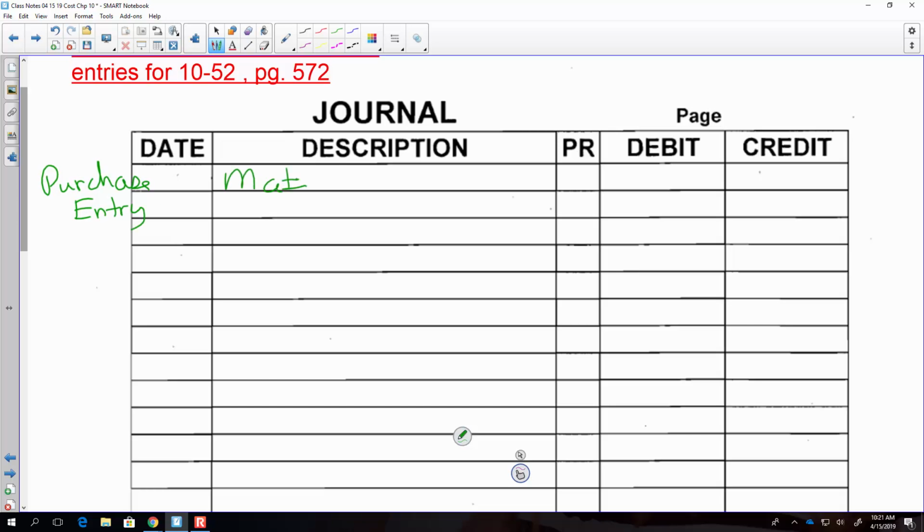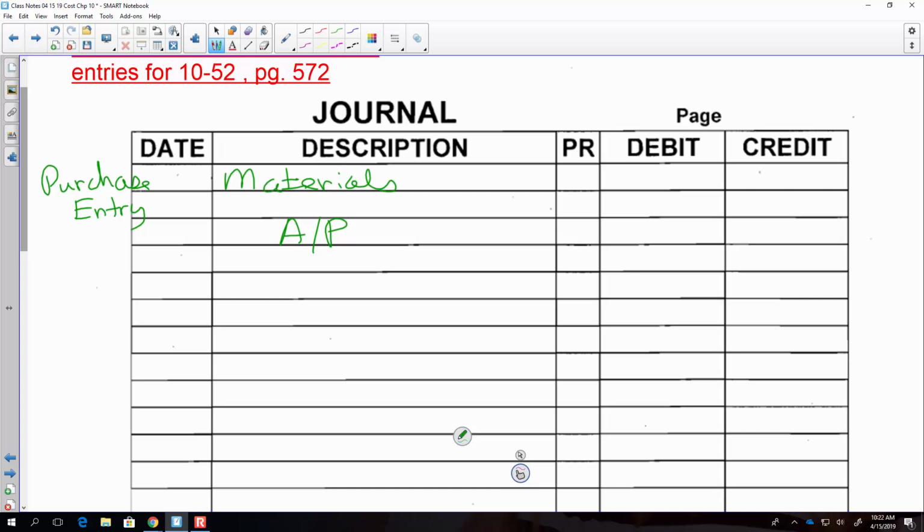We're going to debit materials, skip a line, credit accounts payable, right? That's the purchase amount. The difference, or the one center line, is for the variance. The price variance was favorable, so what are we going to be entering, a debit or credit? If the price variance is favorable, is it a debit or credit entry? Anybody remember?